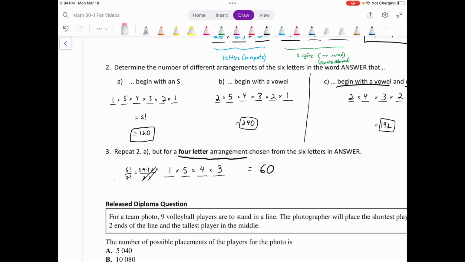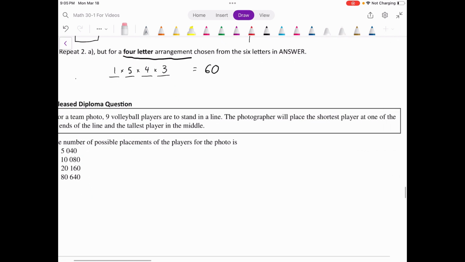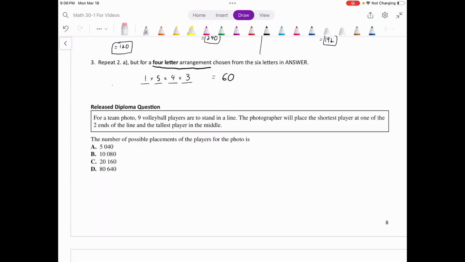All right, shall we try one from an old diploma? Let's see what this is all about. Okay, so the number of possible placements of the players for the photo is. Again, I like to often read the question first because then I know what I'm looking for. So let's read this. For a team photo, 9 volleyball players are to stand in a line. The photographer will place the shortest player at one of the two ends of the line. Ooh, at one of the two ends. So careful. That means they could go on one end, or they could go on the other end. But the tallest player will go in the middle.